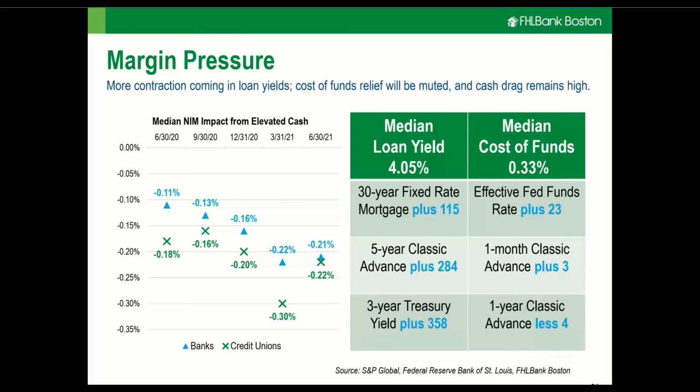And then on the funding side, market rates are at or even below what's on the books right now. For example, replacing existing funding coming off at a median cost of funds of 33 basis points with a 1-year classic advance, you'd actually lower your cost of funds there. So as you manage through these pressures, consider where there are attractive marginal reinvestment opportunities, and continue to manage those cost of funds down.